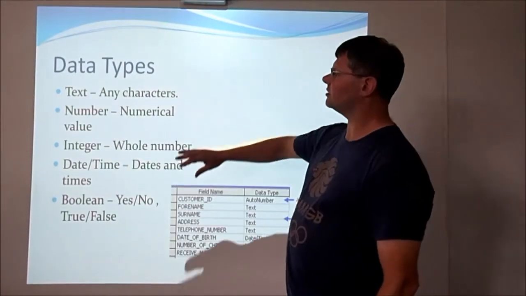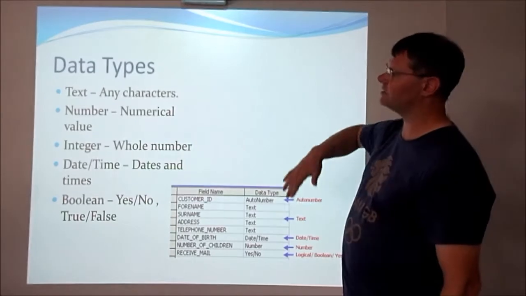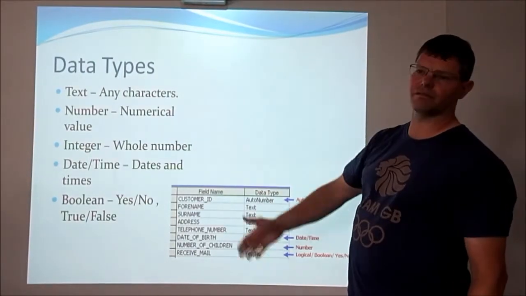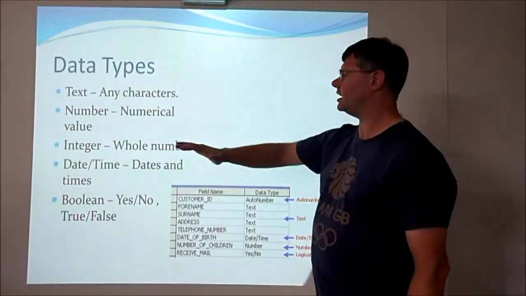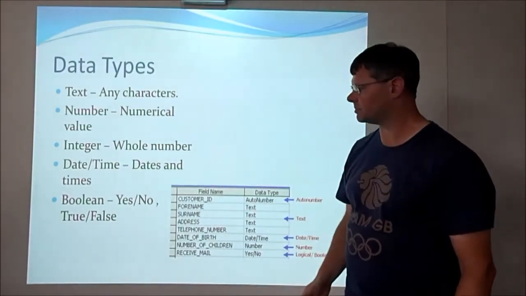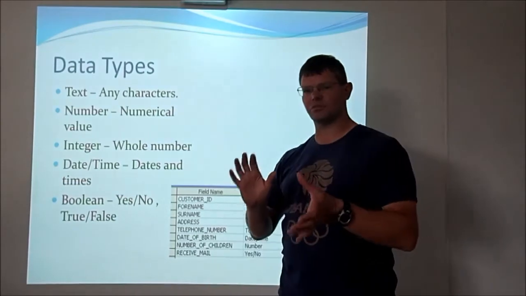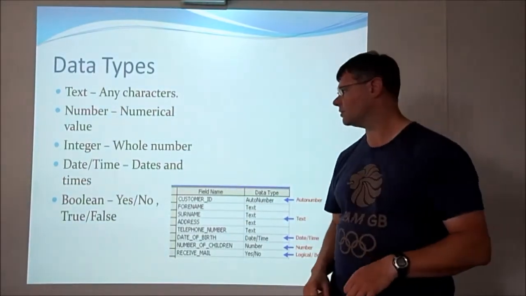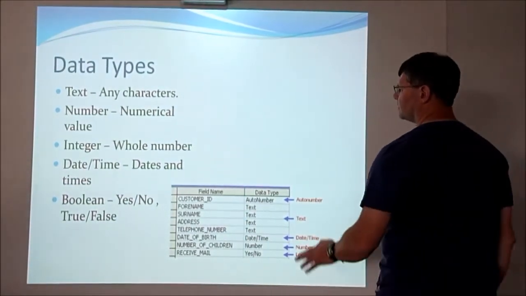And those are your data types. So it's text, which can be any character, numbers, which can be numerical values and they can have decimal points in, integers, which are whole numbers, date and time, which are self-explanatory, and then the Booleans are just the ones with 2 options, yes or no, or true or false, or something like that. So those are our data types.